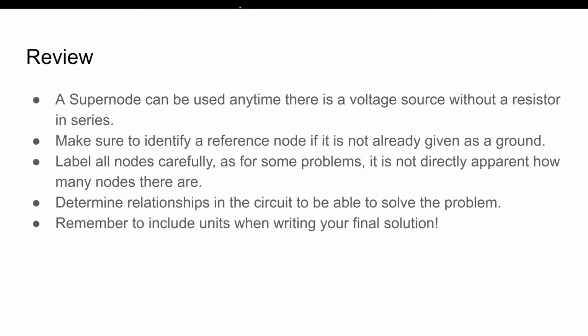Now to review. A supernode can be used anytime there is a voltage source without a resistor in series. Make sure to identify a reference node if it is not already given as a ground. Label all nodes carefully, as for some problems, it is not directly apparent how many nodes there are. Determine relationships in the circuit to be able to solve the problem. Finally, remember to always include units when writing your final solution.